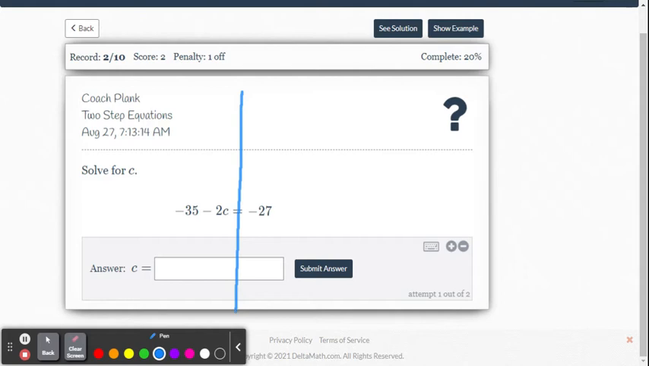So we want to get c by itself, so we want to move that negative 35. How do you move that? You're going to add the opposite, so positive 35. And what you do to one side, you must do to the other side to keep the equation balanced.